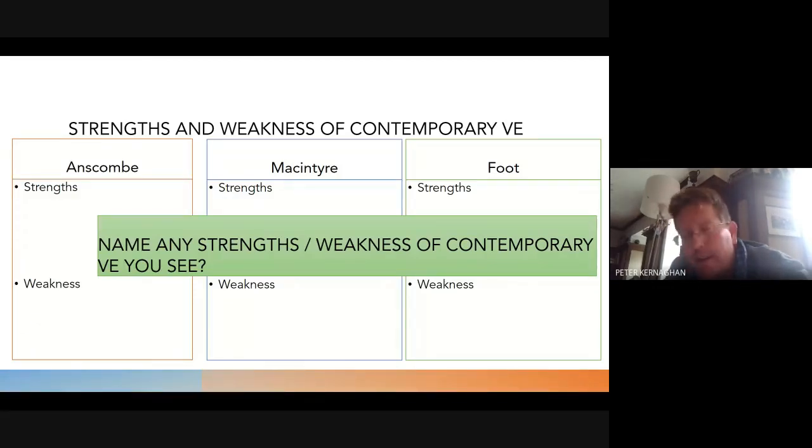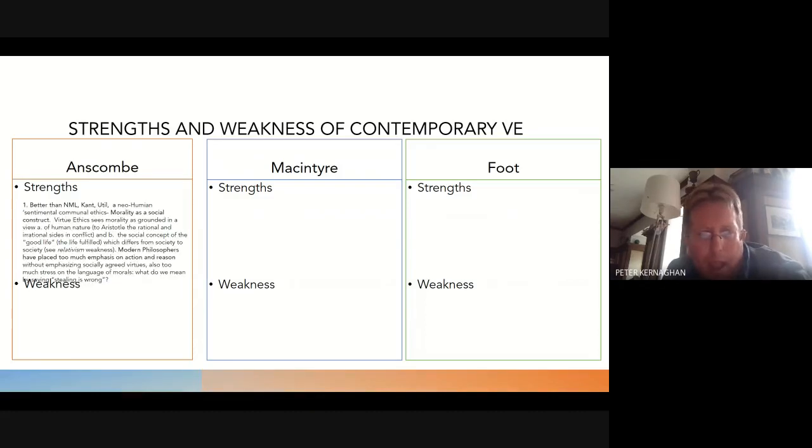Just anybody, from what I've said, think of any strengths or weaknesses that might come up. I've given some hints. All right, we'll crack on then.